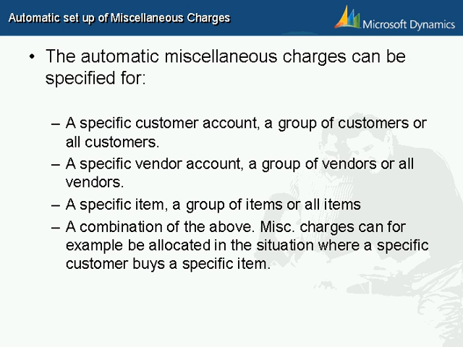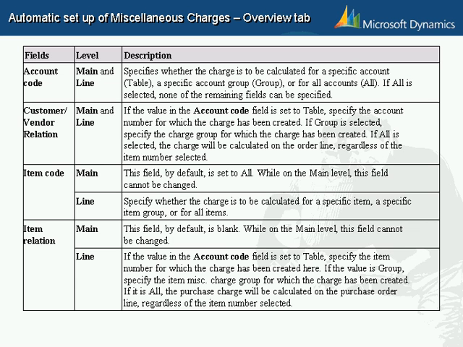The automatic miscellaneous charges can be specified, as you see, for customer accounts, for a group of customers, or all customers, and as well for specific vendor accounts, a group of vendors, or all vendors, for specific items, a group of items, or for all items, and a combination of the above. Charges can, for example, be allocated in the situation where specific customers buy a specific item. Automatic miscellaneous charges codes are set up for sales in the Accounts receivable module and for purchase in the Accounts payable module. For both setup areas, select Setup, Miscellaneous charges, Auto miscellaneous charges, and open the form Auto miscellaneous charges.